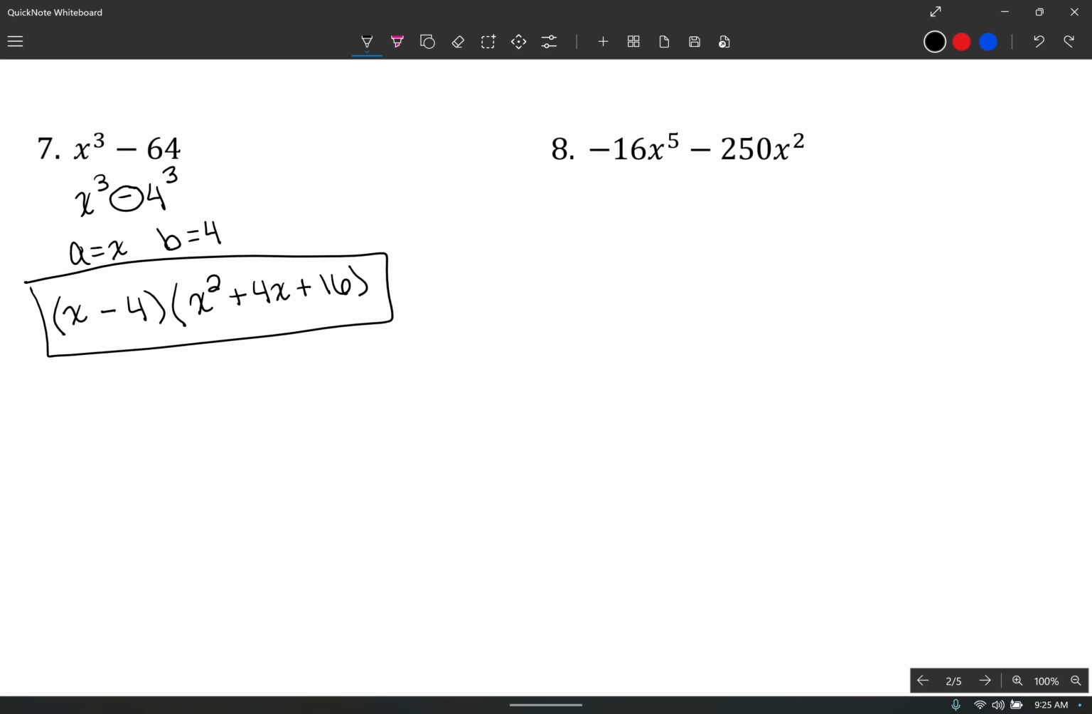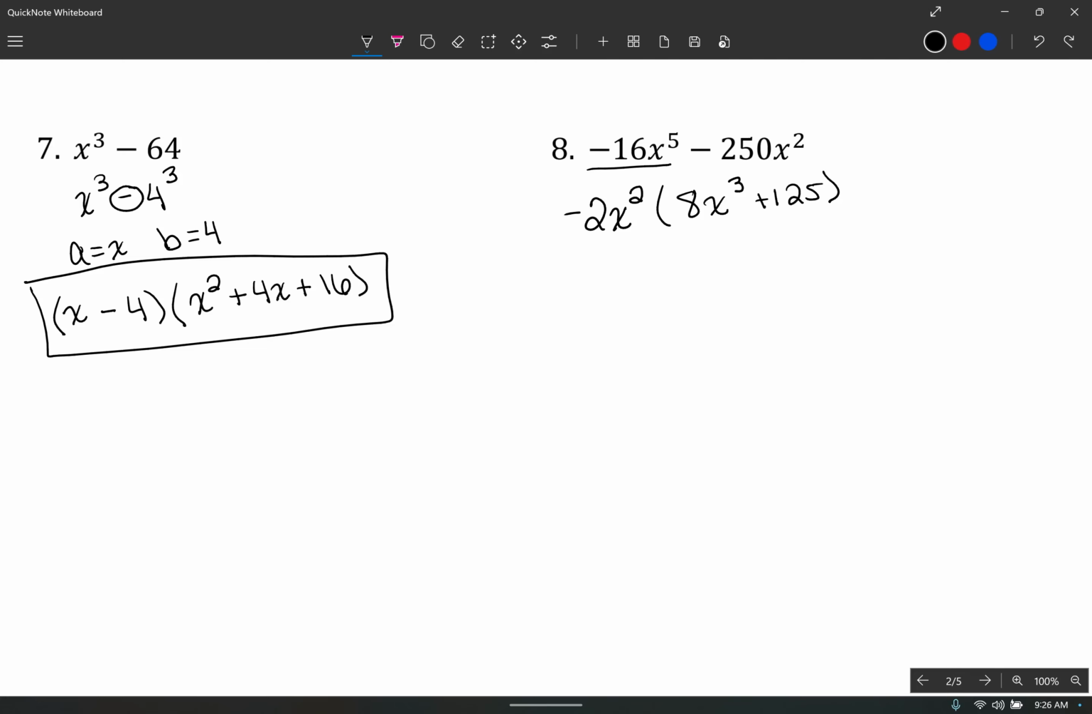All right, I do have a greatest common factor on 8, and since my first term is negative, I'm going to factor out a negative with my common factor of 2x squared. So negative 16x to the 5th divided by negative 2x squared is 8x to the 3rd. And negative 250x squared divided by negative 2x squared is positive 125.